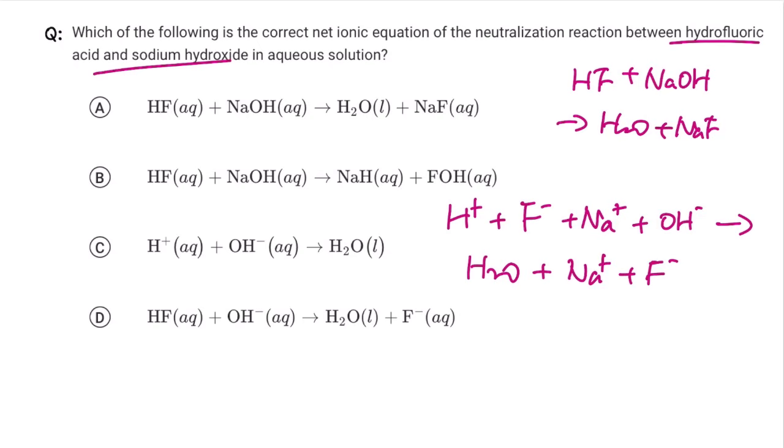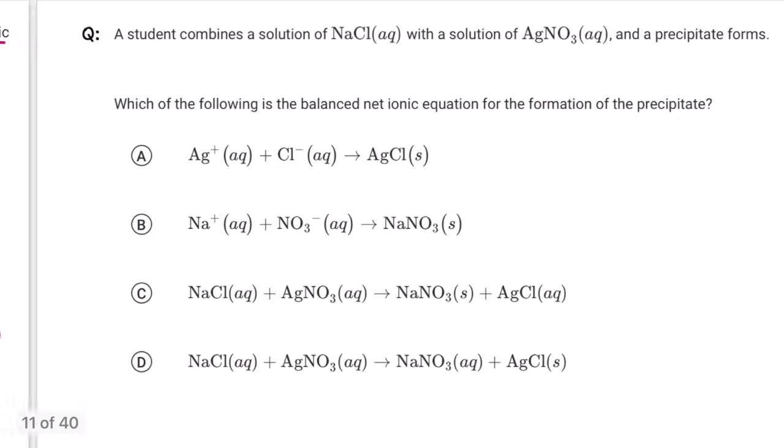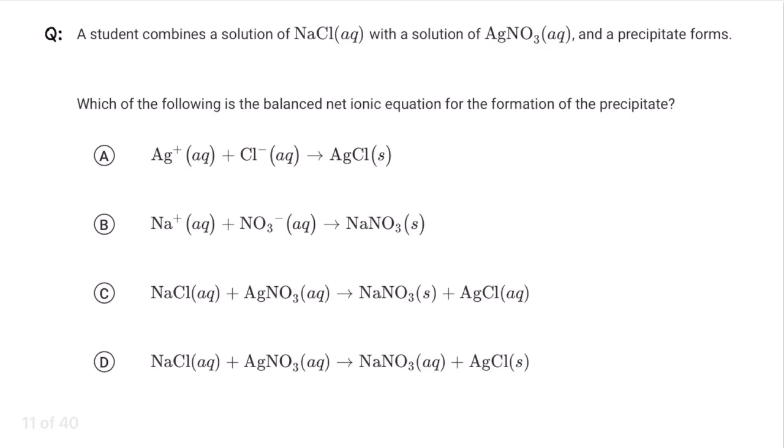And then I cancel out all the spectator ions. So sodium ions and fluoride ions are canceled out. So eventually protons react with hydroxide to produce H2O water molecule. The answer is C.